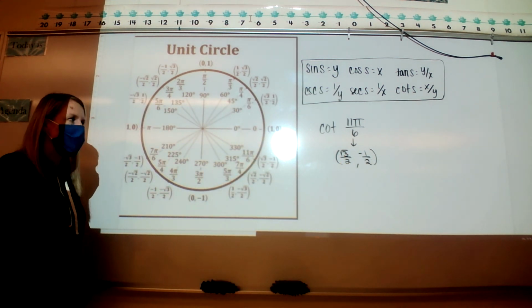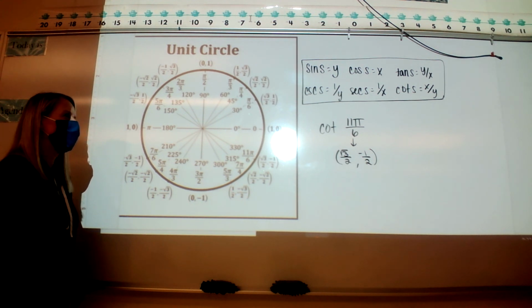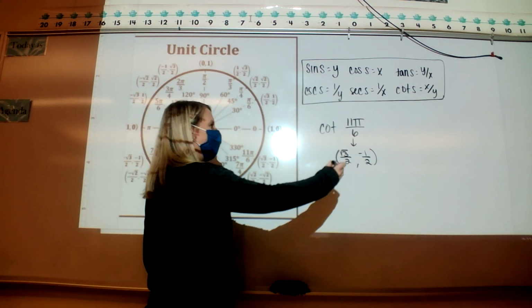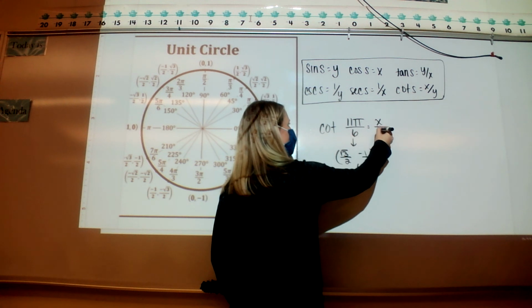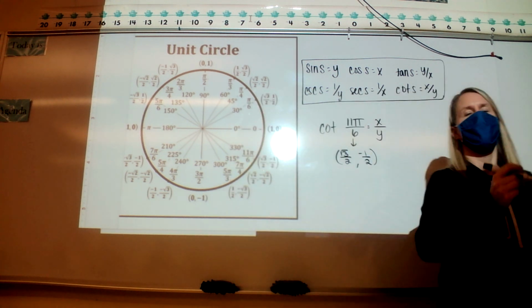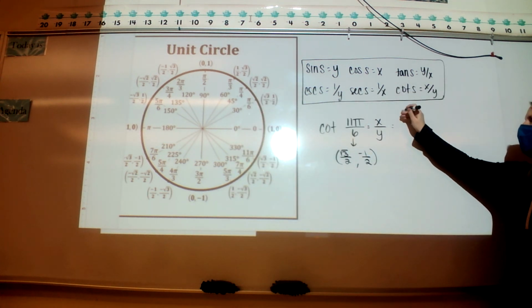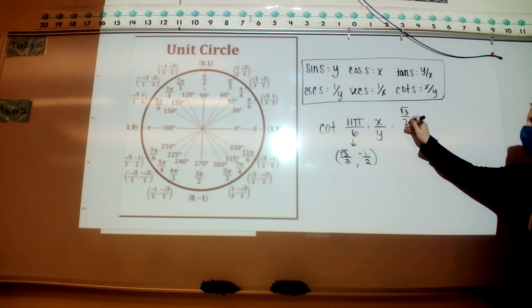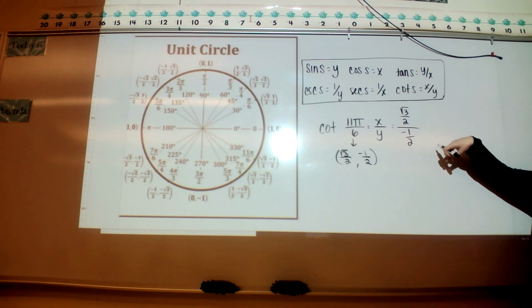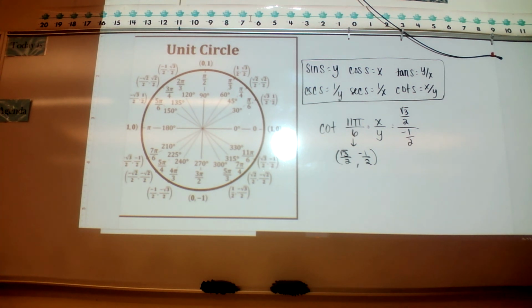You say, okay, so I'm just gonna figure out what I need, but I need x over y. Right, so it's x over y for cotangent. So in this case, it would be root 3 over 2 over negative 1/2. So that's already looking more annoying than all of our other problems. So I'm saying, oh, well, I can't leave it like that. That's just gross. You can't leave fractions over fractions.